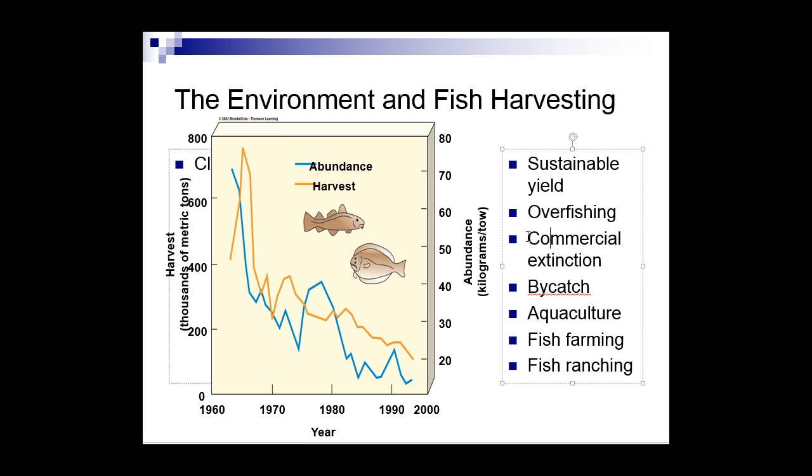So what does commercially extinct mean? Commercially extinct means that it is no longer profitable to fish the fish because there aren't enough fish to catch. Okay? So that's the problem there. Bycatch is what I was talking about in the last slide, where you're catching things you don't intend to catch. That's a big problem. Overfishing, this is what's demonstrated here. You're fishing more than nature can replace. And sustainable yield is the opposite of overfishing.